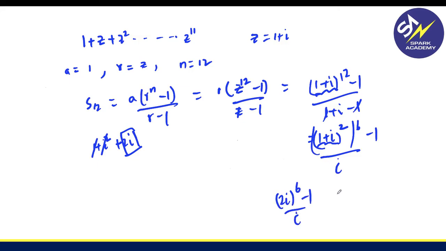So just simplify this. What is 2 power 6? 2 power 5 is 32, 2 power 6 is 64. So 64 i power 6 minus 1. Just simplify this, you will get the answer. Pretty easy. Okay, so this is when no condition is given.